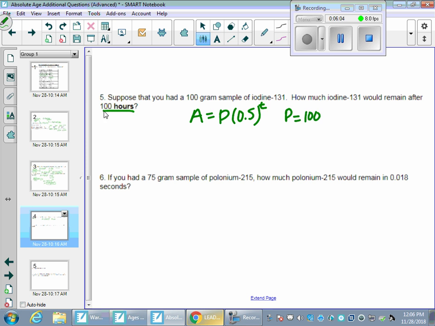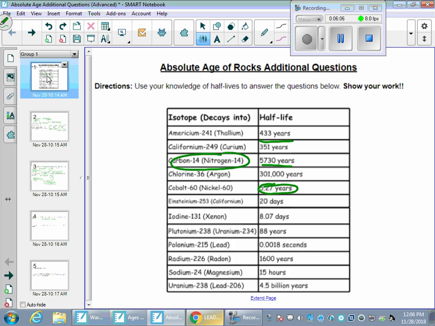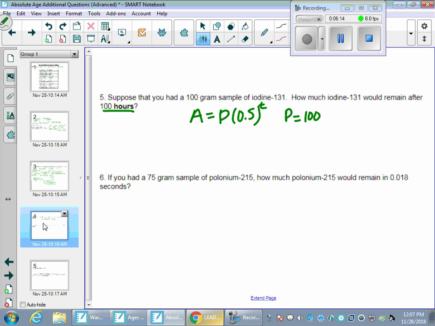The problem is when you look up the half-life of iodine-131, it is in days. It's 8.07 days. So what you need to do first is convert your 100 hours into days. I'm going to take 100 hours and divide by 24 because there are 24 hours in a day, and I get 4.17 days. This is the time you were given.